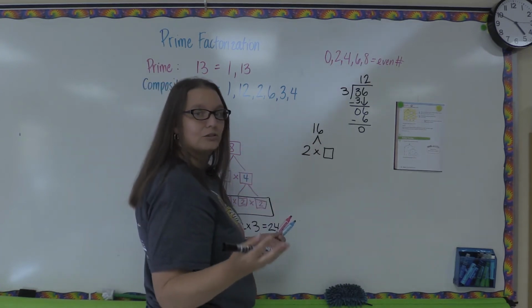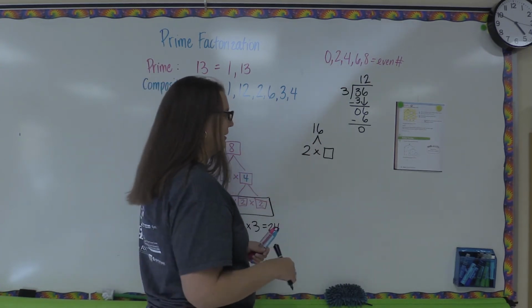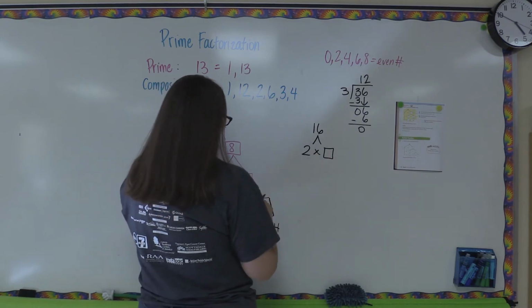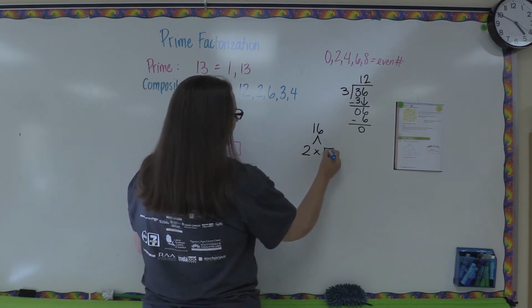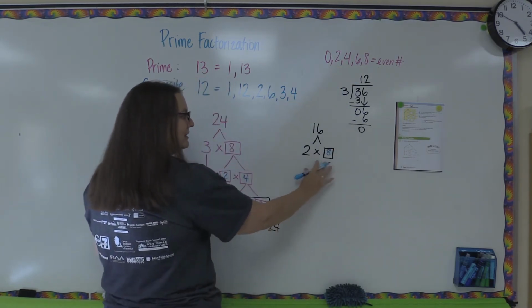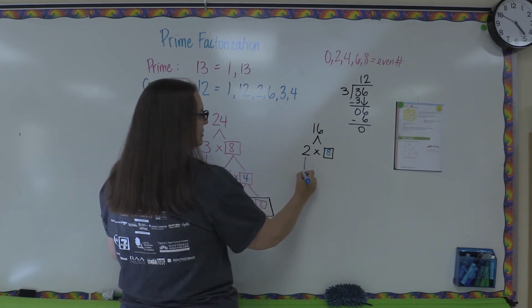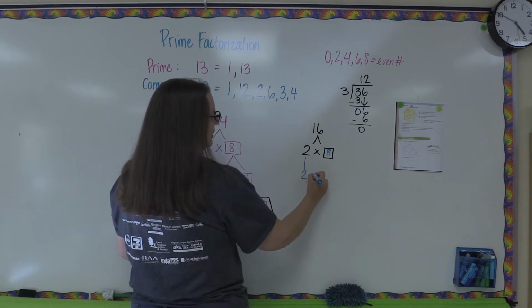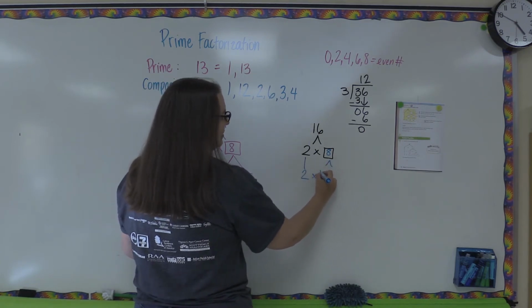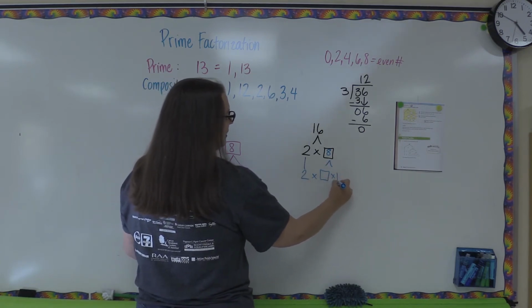Well, think about your 2's. Count by 2's. Use your multiples. So 2 times 8 is 16. Okay, here we are. Going to take a look at this level again. The 2 is fine because it's prime, right? So we're just going to drop that down. But I can break 8 down into other factors, right?